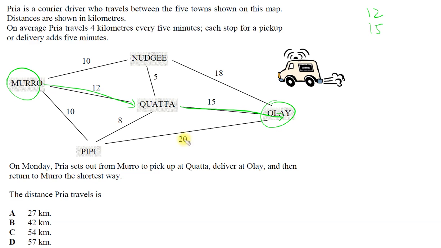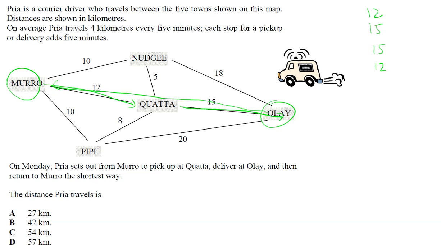Just adding it up in your brain, you can see that 20 plus 10 is 30, 10 plus 18 is 28, and then 12 plus 15 is 27. So the shortest route would be to go back exactly the way she came. So 15 plus 12, as she would return back along here, back to Muro.